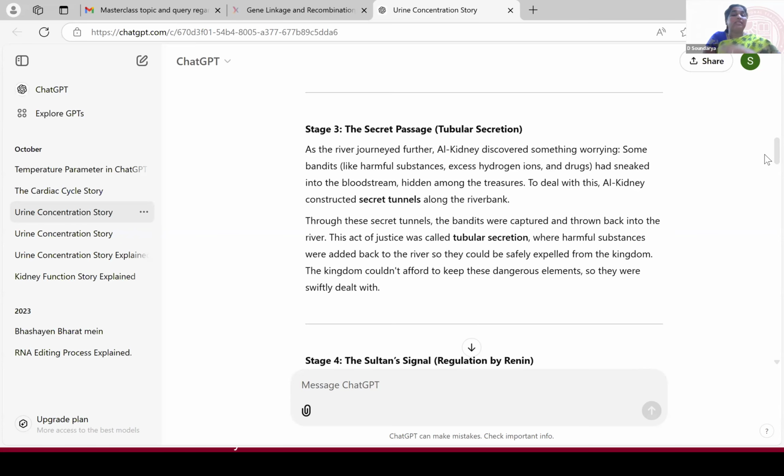And then you can see the secret passage. Basically, what we want to send out of the kingdom is the same thing we want to do in our body. What we want to send out into the urine is what we have as tubular secretion. So if you notice here, ChatGPT has actually given me a very nice idea to use my tough concepts as a story and explain them in a beautiful, I guess, narrative manner.